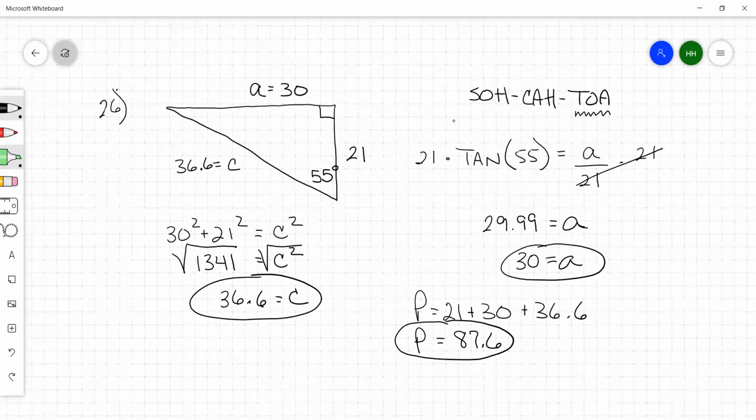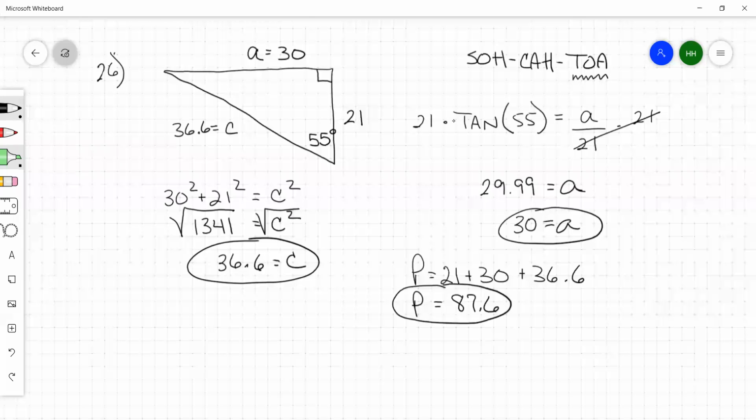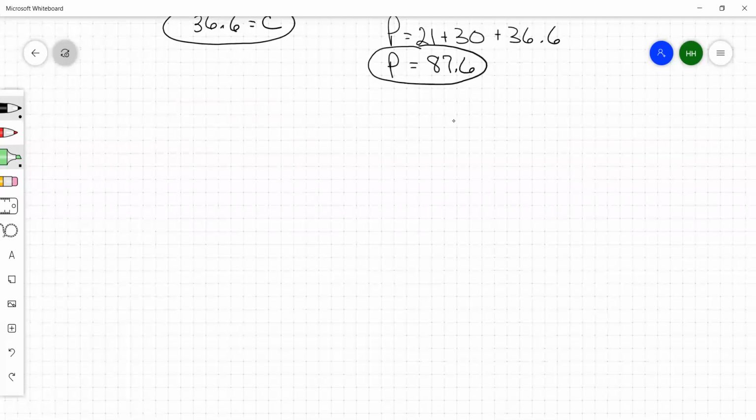All right, number 32 was the next question. And on number 32, you were asked to use the quadratic formula to solve the equation. Round your answer, if necessary, to the nearest hundredth.